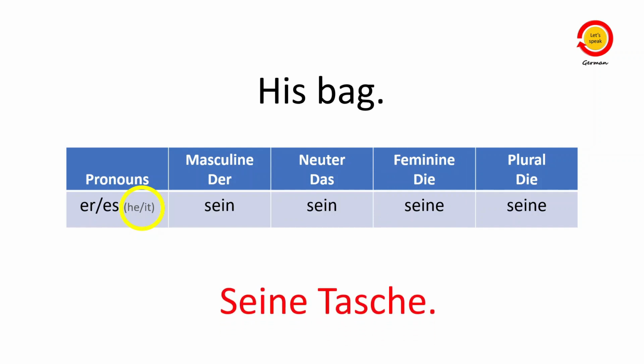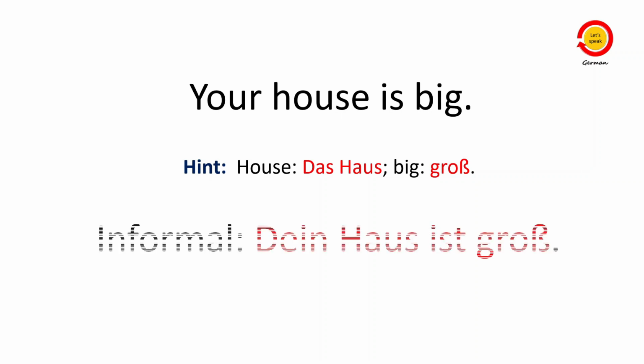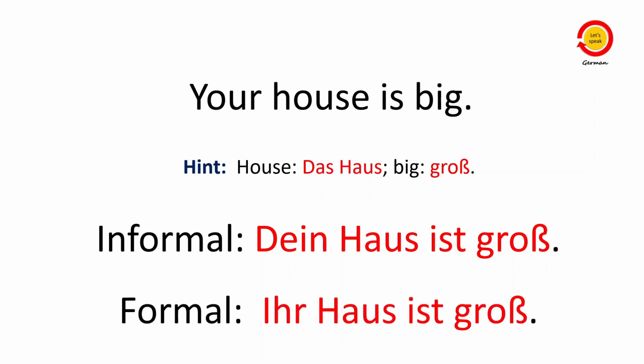Seine Tasche. Your house is big. Hint. House is das Haus. Das indicates neuter gender. And big is groß. Here you could be formal or informal. We shall do both versions. First informal. Dein Haus ist groß. Now formal. Ihr Haus ist groß.